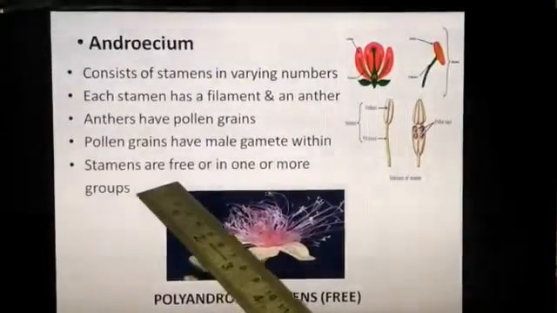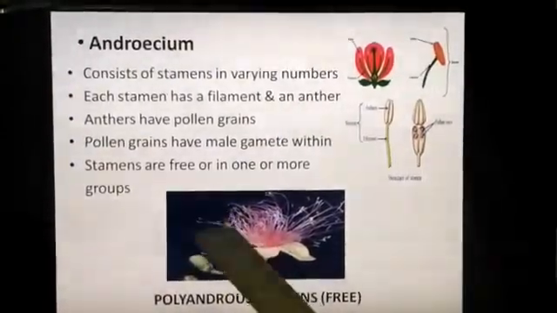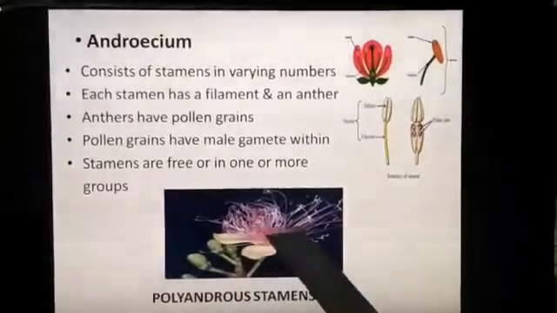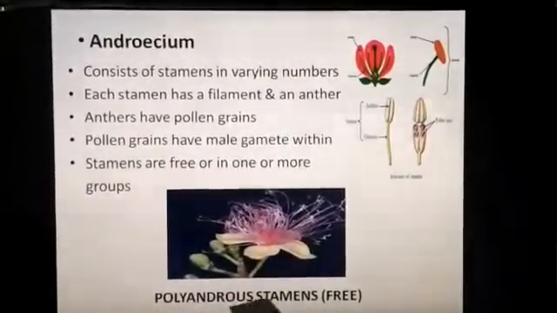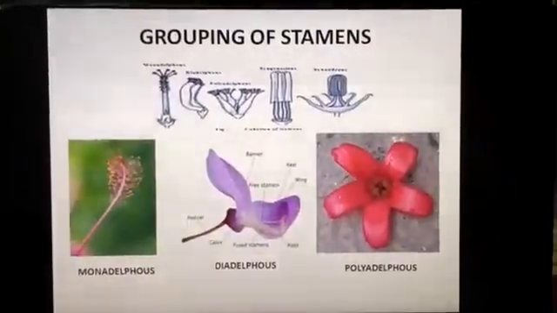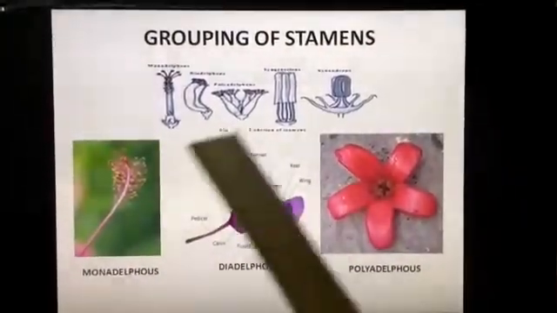Stamens are also in different forms. They are either free as shown in this flower. The free condition of stamens is termed as polyandrous. And when they are fused, they are in a different form.